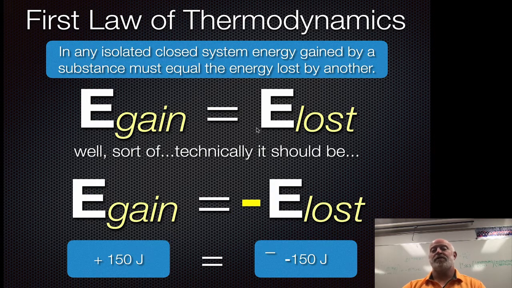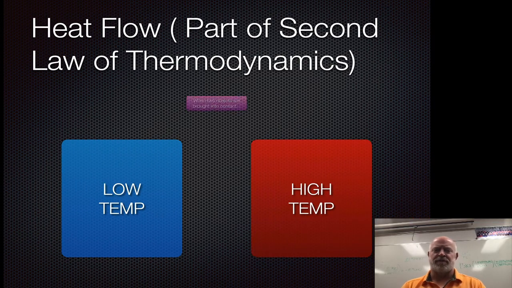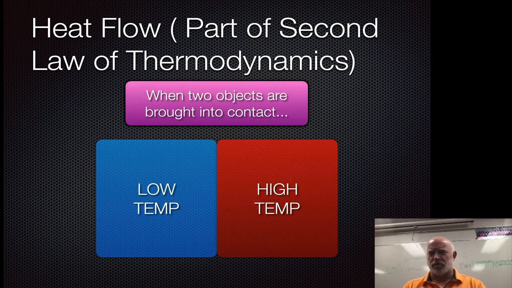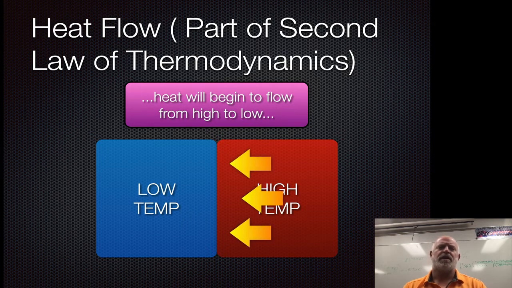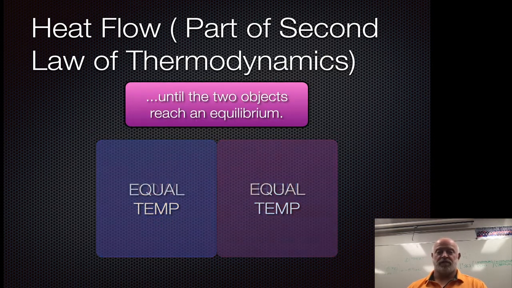From this, we now can start setting things equal to each other and doing more mathematical relationships with this gain and loss of energies. Now, the last part we're going to talk about is actually the second law of thermodynamics. We won't talk about the third in this unit. The second law of thermodynamics is actually pretty large. It had lots of pieces to it. We're only going to talk about one component of that, which is heat flow. So we're only going to talk about how heat flows.